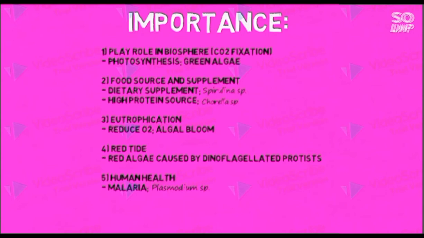Number 3. Eutrophication. Algae can reproduce at a fast rate. When algae die, they become food for bacteria that decompose them. Thus, bacteria increase in number and use up the dissolved oxygen in the water. This causes fish and aquatic insects to die. Algal bloom also prevents photosynthesis from occurring at the bottom of the water.